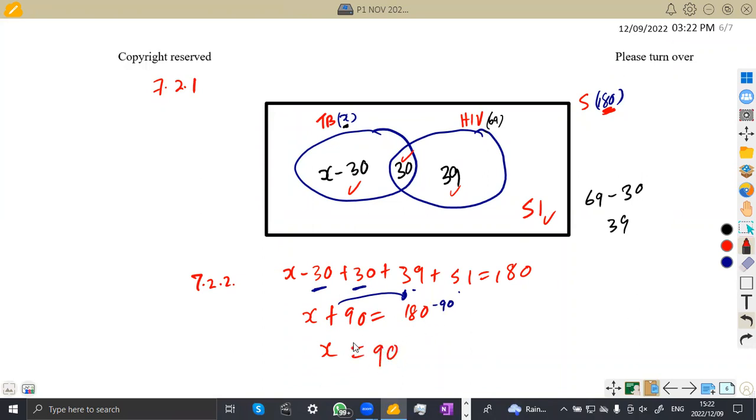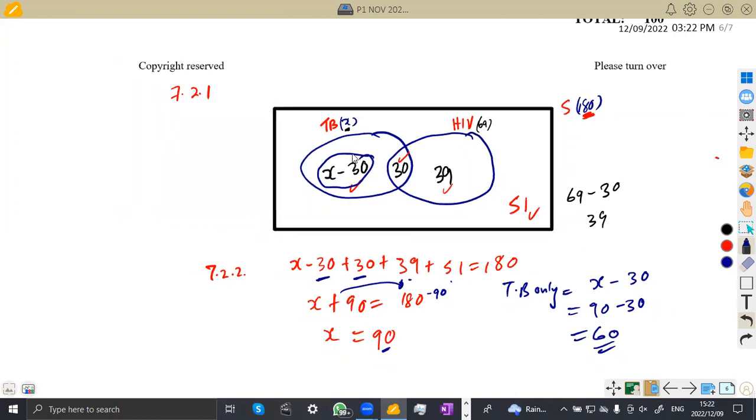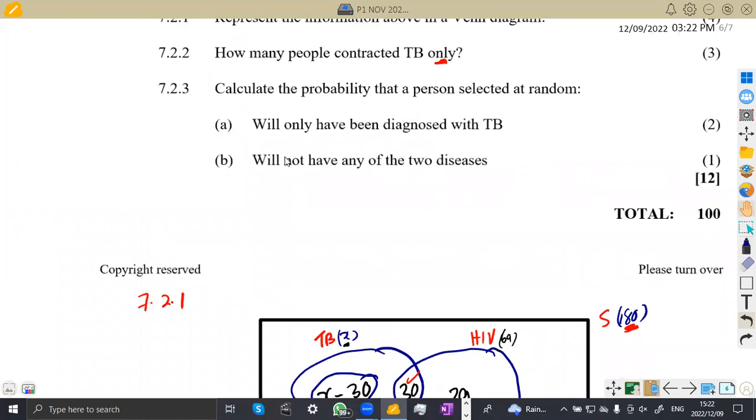So our X is 90, but take note, we are not calculating X. We are calculating those who contracted TB only. So in this case, TB only is equivalent to X minus 30, where our X is 90. So it's going to be 90 minus 30, which is 60. So 60 had TB only. So that was the presentation that we had, and it was direct, as you can see.